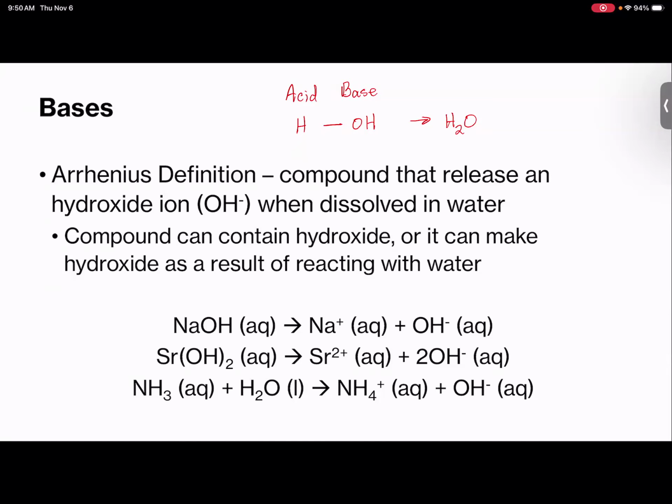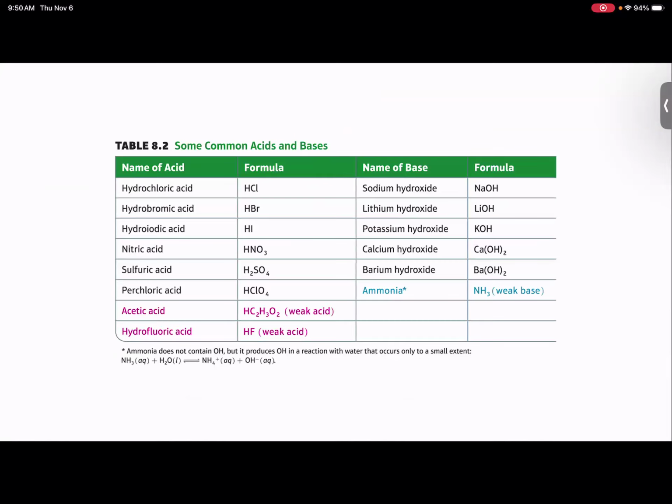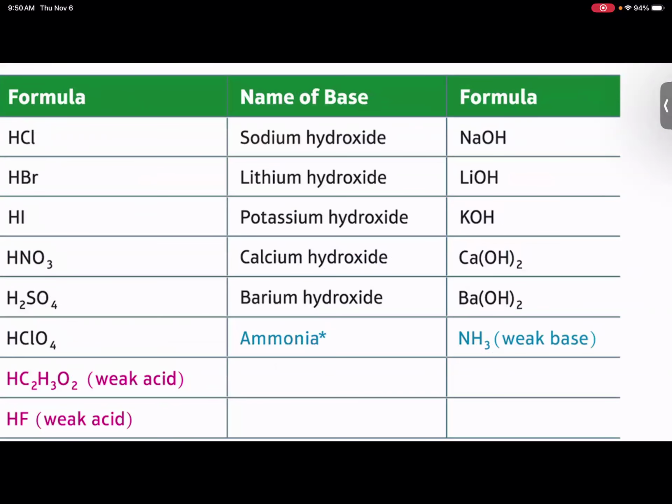So, common bases. Again, your group 1 hydroxides are common bases: lithium hydroxide, sodium hydroxide, potassium hydroxide, rubidium hydroxide. Other common bases include calcium hydroxide, strontium hydroxide, and barium hydroxide. Those folks are your strong bases.